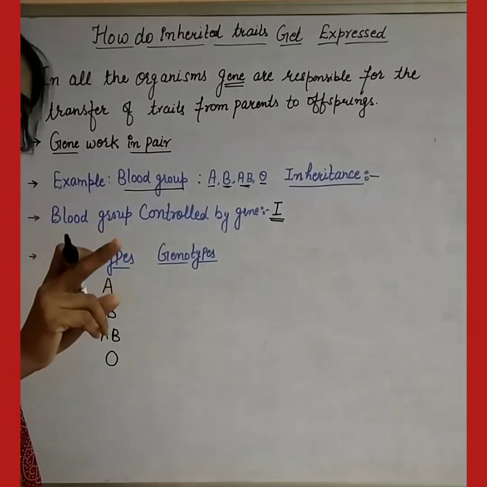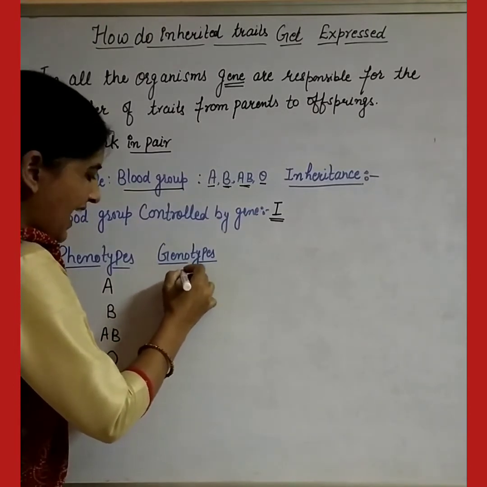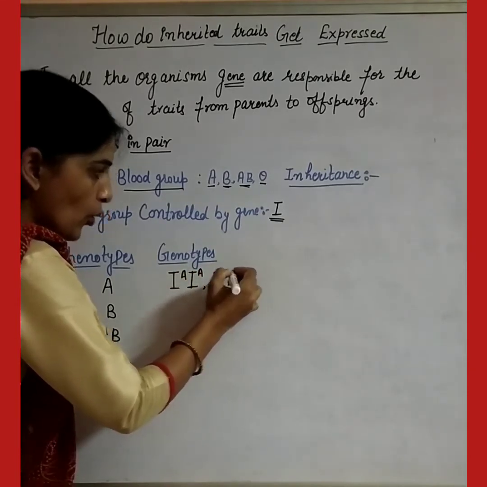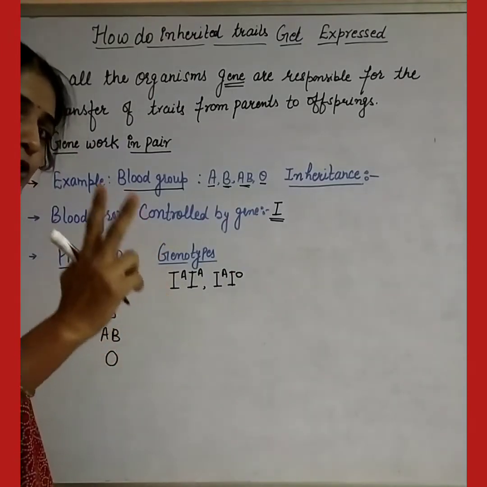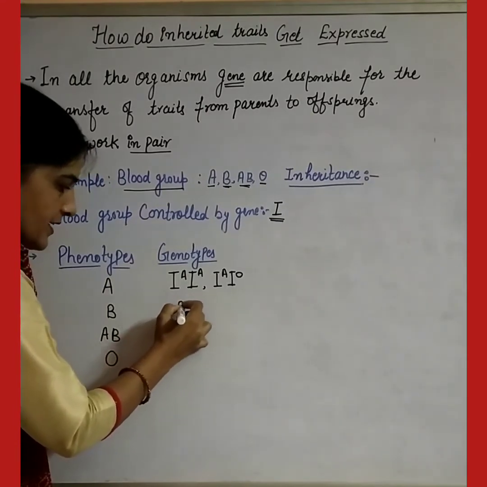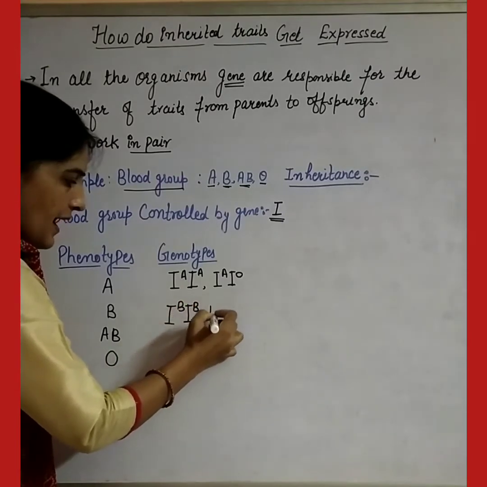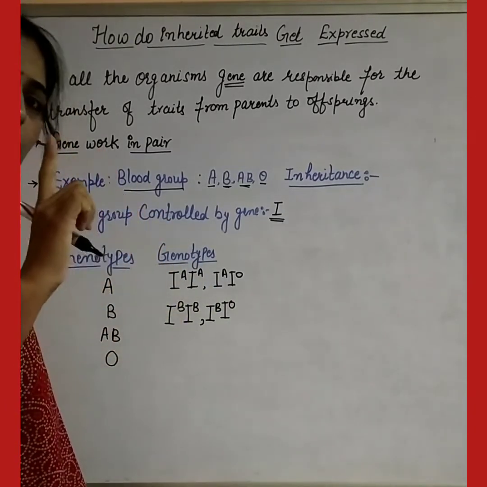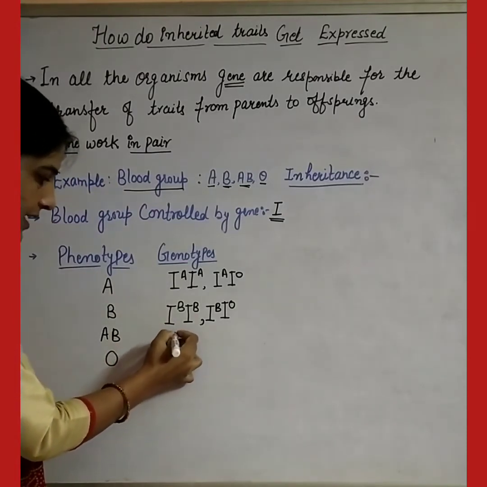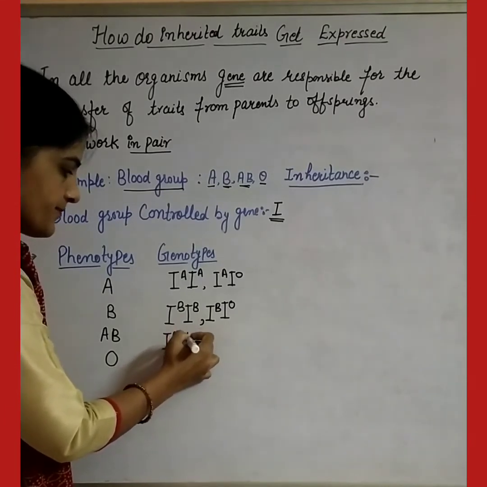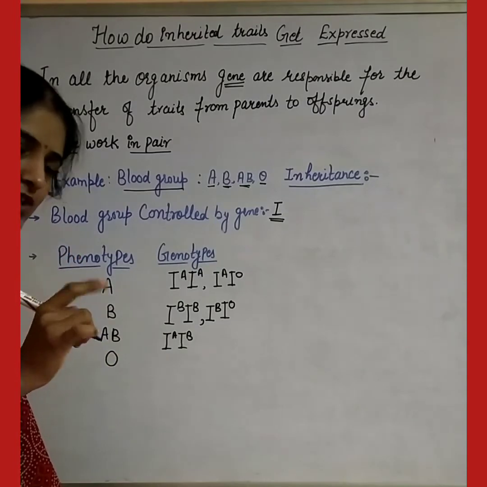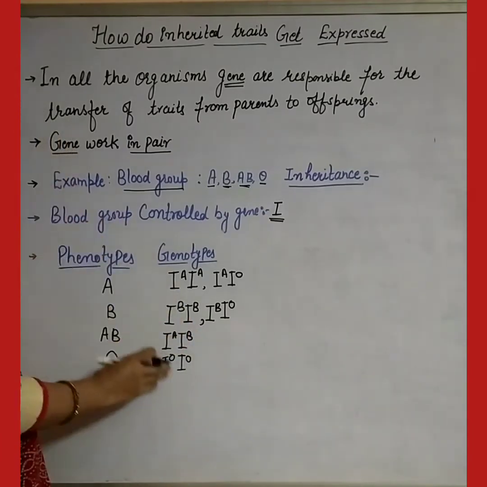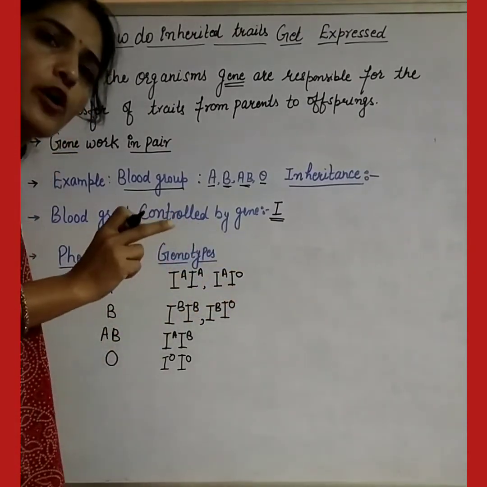Blood group A is controlled by two genotypes: IA IA and IA IO. Blood group B is also controlled by two genotypes: IB IB and IB IO. Blood group AB is controlled by only one genotype: IA IB. Blood group O is controlled by one genotype: IO IO. Let's understand how these blood groups get inherited or expressed.